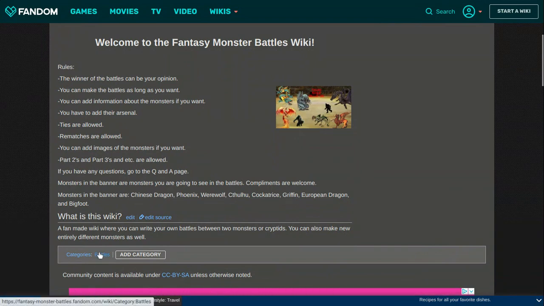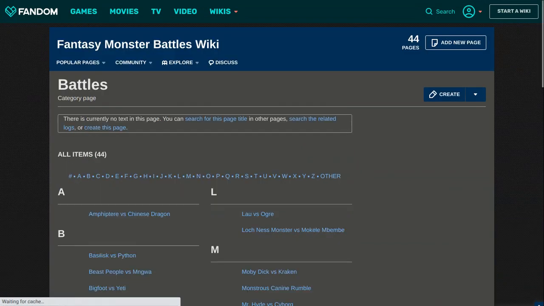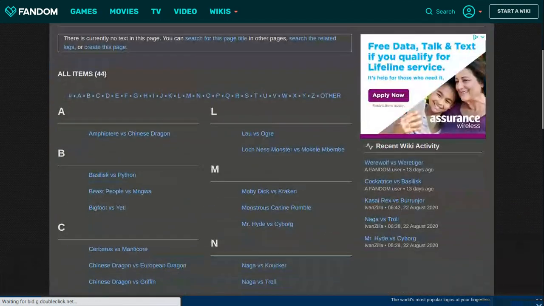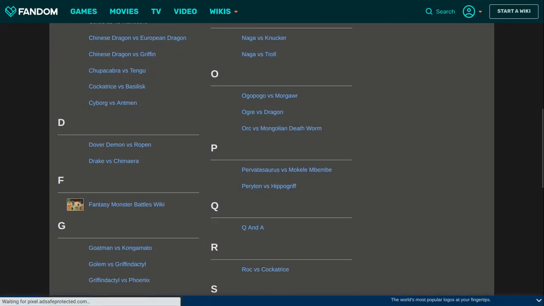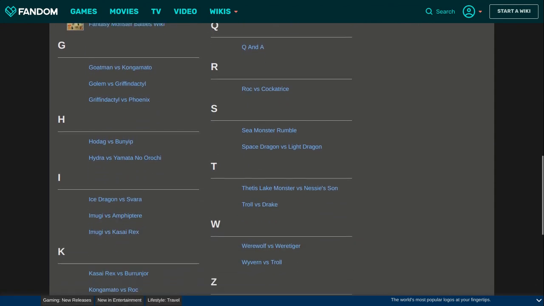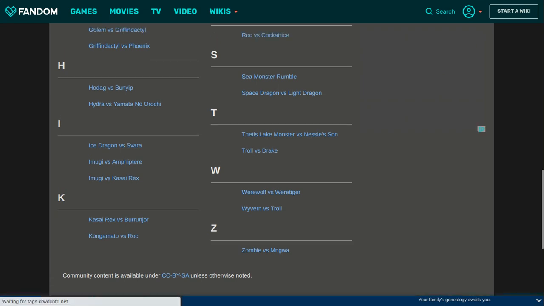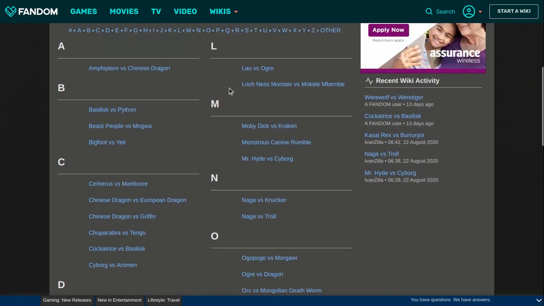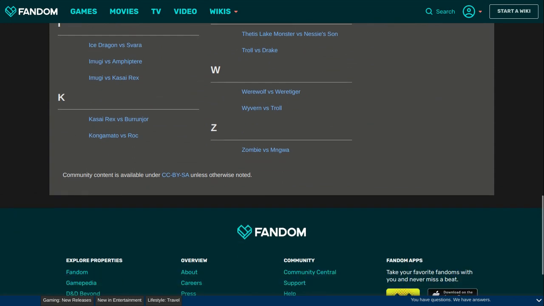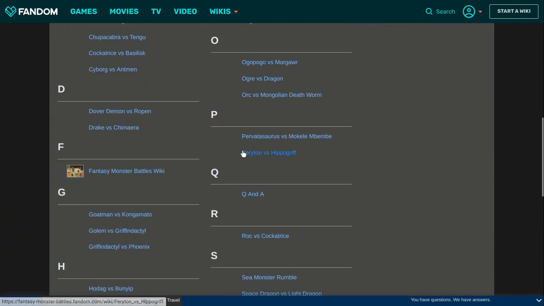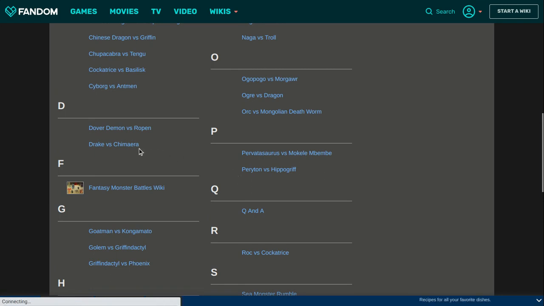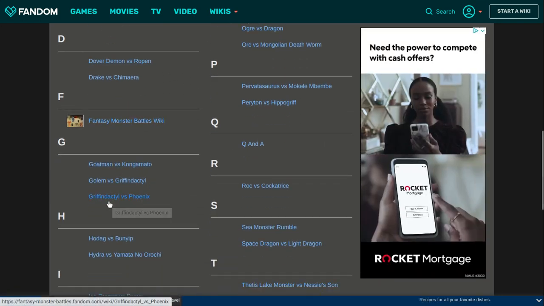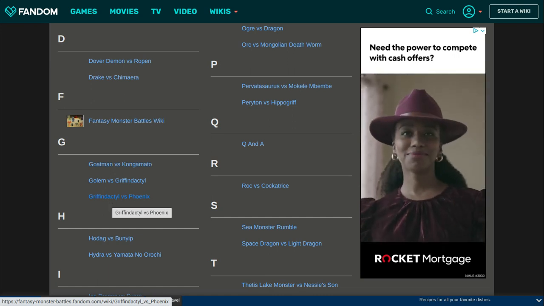Okay, so let's get to the battles. If you mean entirely new different monsters, they're like the light dragon, the space dragon, or maybe, oh yeah, the Pravatosaurus. Who remembers the Pravatosaurus? Yeah, no one? Okay. Where is it? Bro, where is it? Oh yeah, the Griffin Dactyl. It's a mix between a griffin and a pterodactyl and a pteranodon.